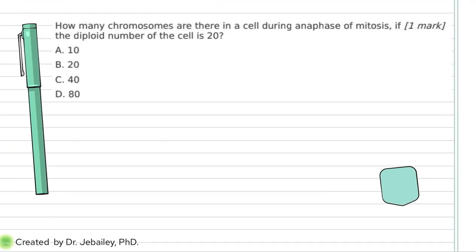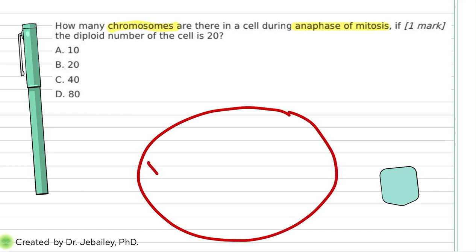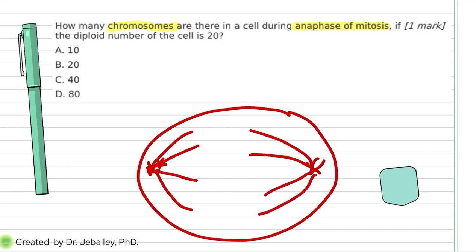The next question, which is the last question for this 1.6, says: how many chromosomes, so we're talking about chromosomes here, are there in a cell during the anaphase of mitosis? So recapping, what does anaphase look like? You have here anaphase, you have the centrioles, and you have the spindles coming out. That's anaphase. Now they're asking how many chromosomes there are, right? But we need to know more.